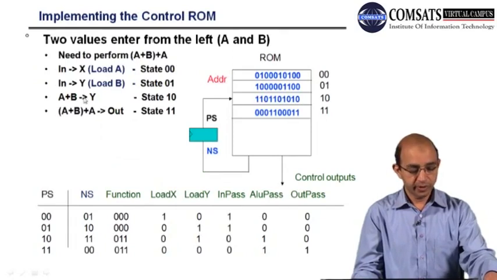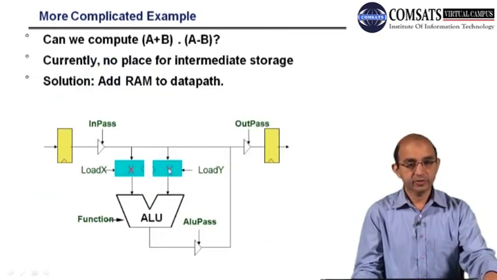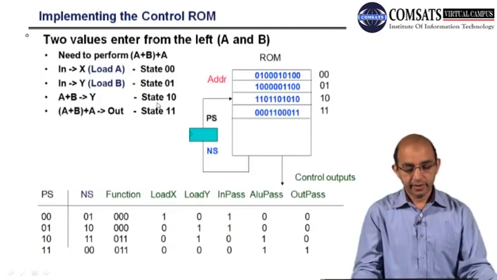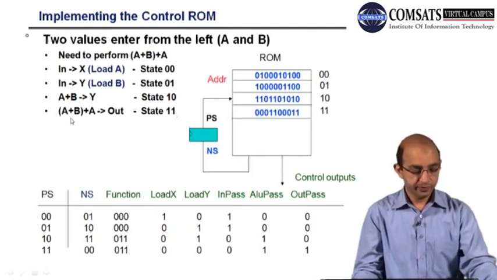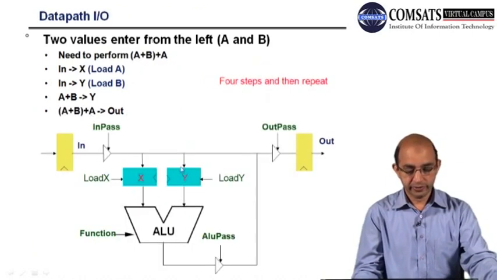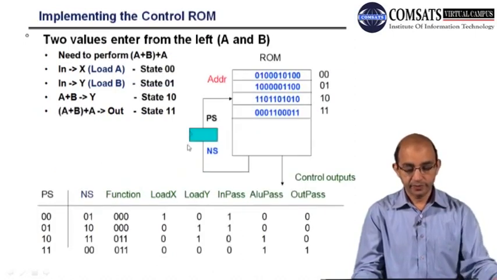Addition will be performed, and the resultant has to be stored here in Y. Then we are at state 1, 1, so again we have to add, because this is the resultant that is lying at Y. So Y has to be added with A, in other words, Y has to be added with X.